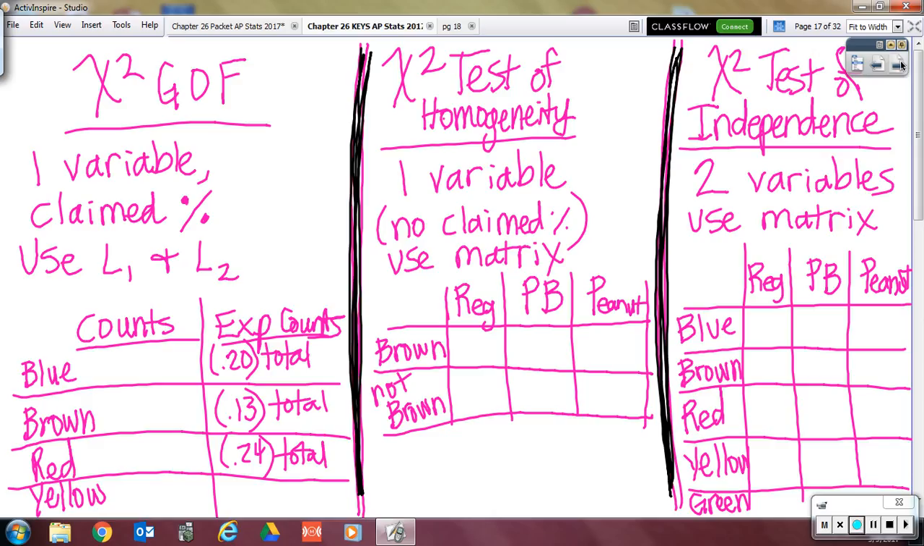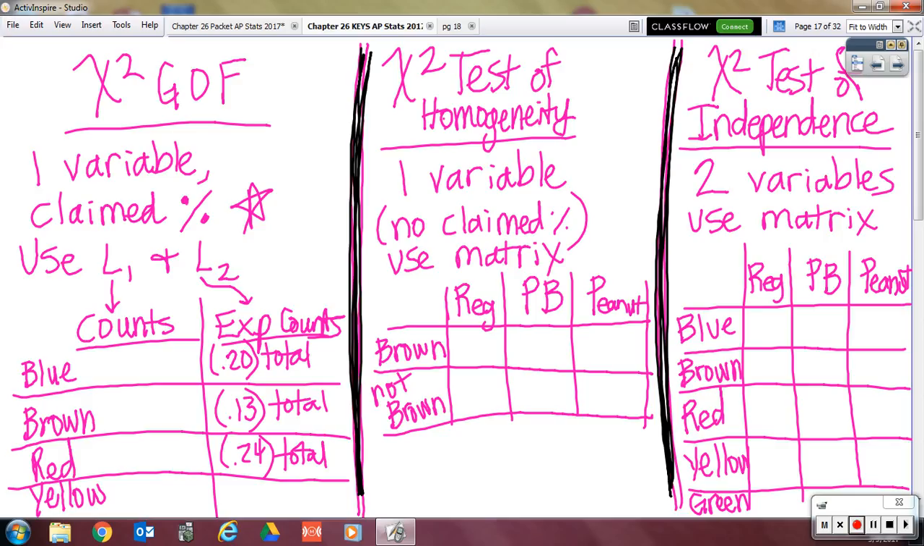So I drew this up here. You don't have this in your notes, but let's look at these from left to right. Looking over here on the left, chi-squared goodness of fit. That was when we had just one variable. We had the claimed percent. We put our data in list 1 for our counts and list 2 for our expected counts, and we ran the chi-squared goodness of fit test. It looked like this: all our counts and then our column of expected counts. That was the goodness of fit. The key there is that they give us the claimed percent. That's like a dead giveaway.